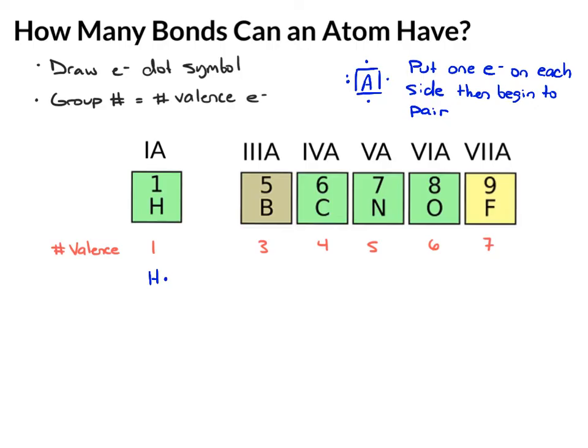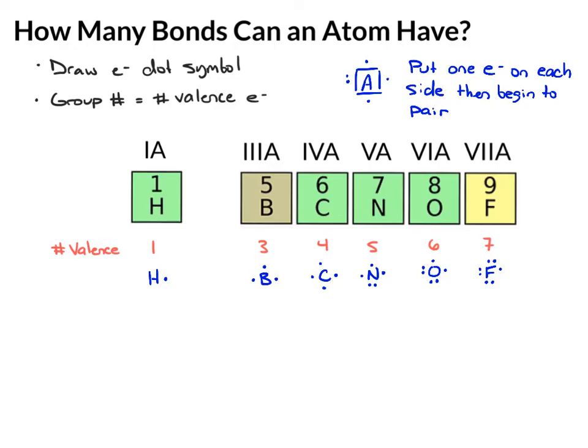hydrogen, we just put 1 electron. Boron, 1, 2, and 3. Carbon, 1, 2, 3, 4. Nitrogen, we have 5. So we do 1, 2, 3, 4. Now we've put an electron on each side, so our 5th has to be a pair. So there's 5. Oxygen will be 6. So there's 4, 5, and 6, and it doesn't matter which ones you make pairs. And then fluorine would be 7. There's 4, 5, 6, and 7.